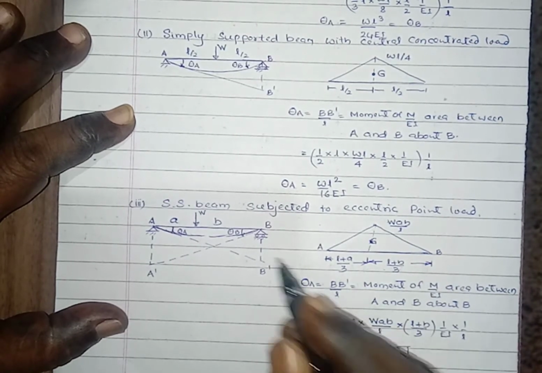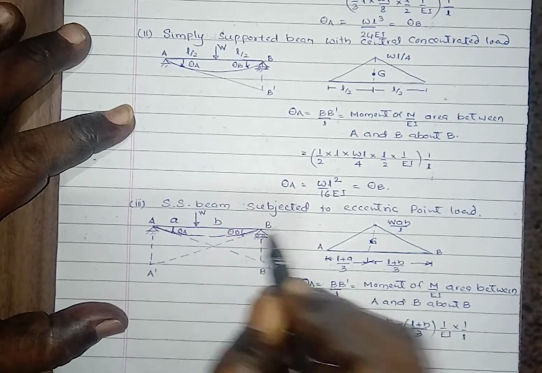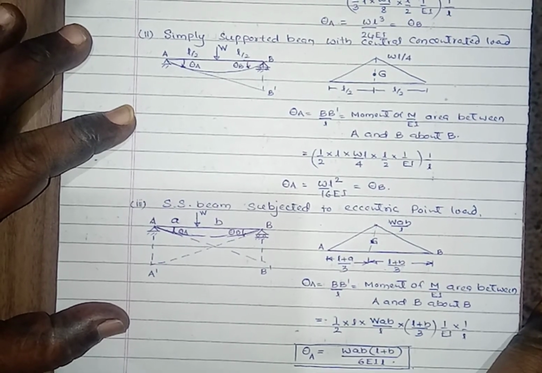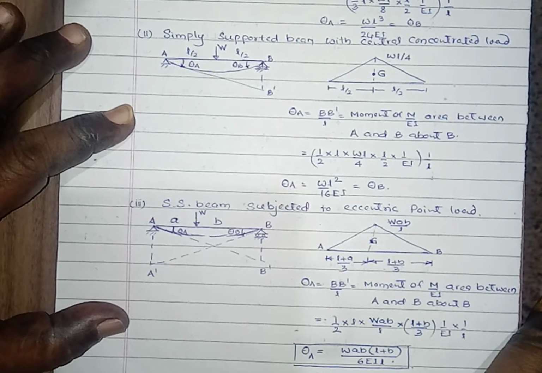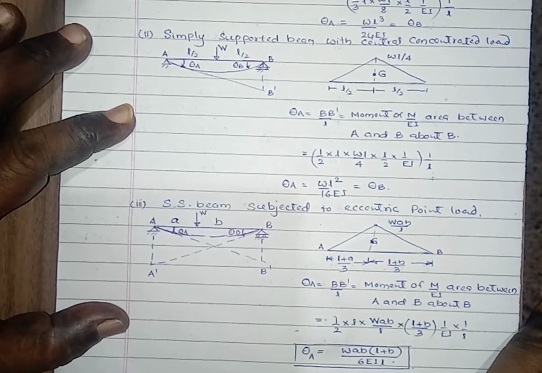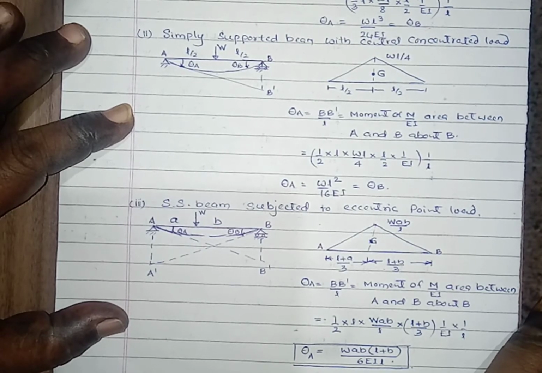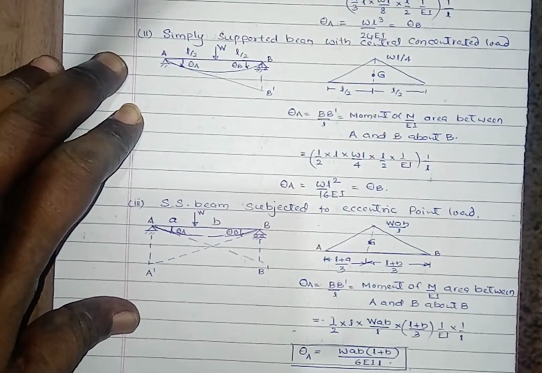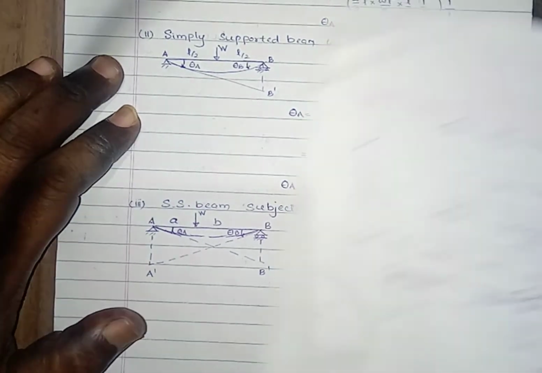Then theta A equals BB dash divided by L. That one equals half into L, half into base width into ordinate, that is Wab by L, that is the bending moment ordinate, into centroidal distance from B, that is L plus b by 3, into 1 over EI, M by EI, that equals BB dash divided by L, you will get theta A. Theta A equals Wab into L plus b divided by 6 EIL.